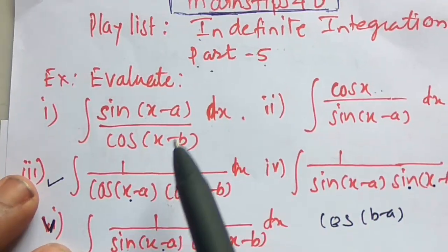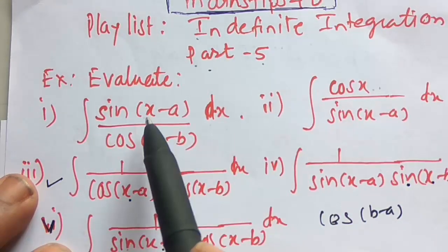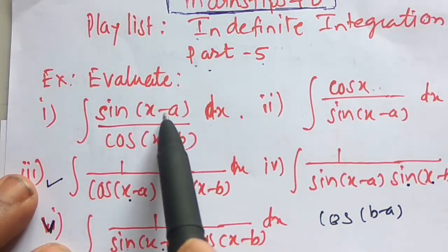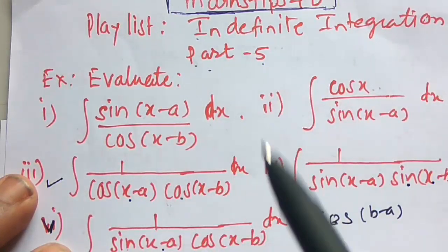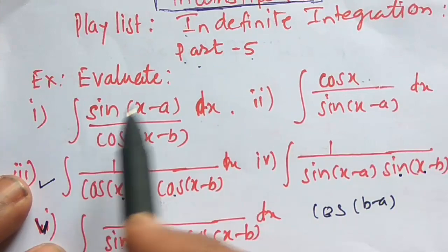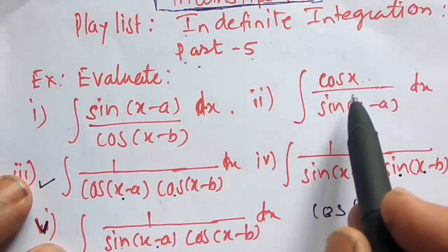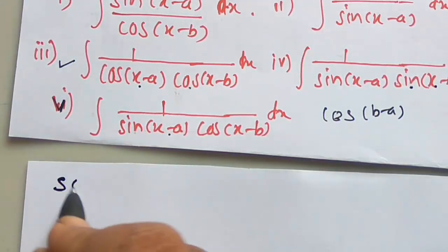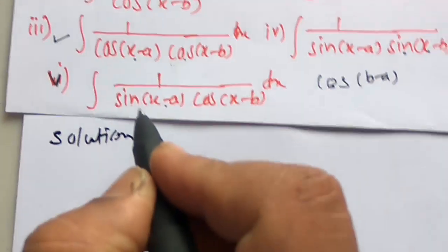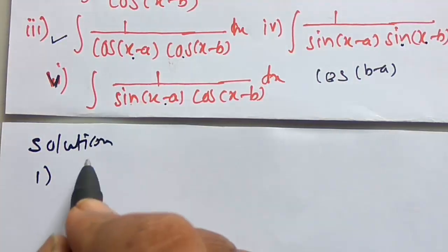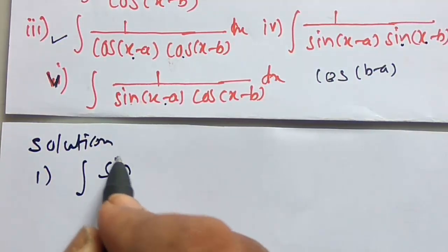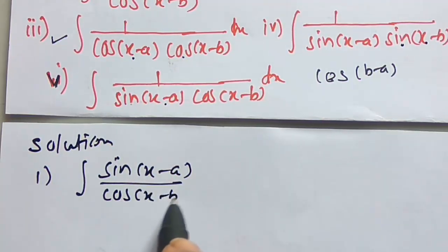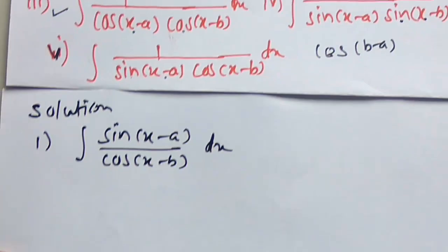Now, for this, we adjust a few terms in the argument of the sine function or cos function. I will solve number 1. Number 2 is left as an exercise for you. So, number 1, solution: integration of sine of x minus a upon cos of x minus b dx.